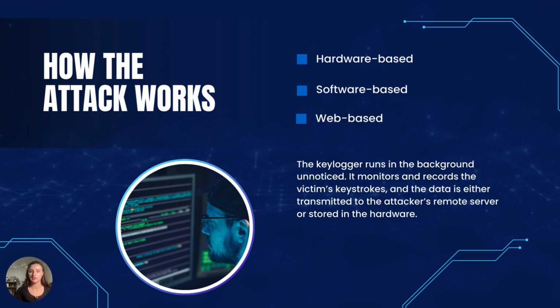How the attack works depends on the type of keylogger, and there are three types of keyloggers. The type determines pretty much just how the malware is installed, how the hacker obtains information, and how it's downloaded. For all three types, the keylogger runs in the background unnoticed. It monitors and records the victim's keystrokes, and the data is either transmitted to the attacker's remote server or stored in the hardware. Obviously if it's stored in the hardware, that's going to be a hardware-based keylogger.